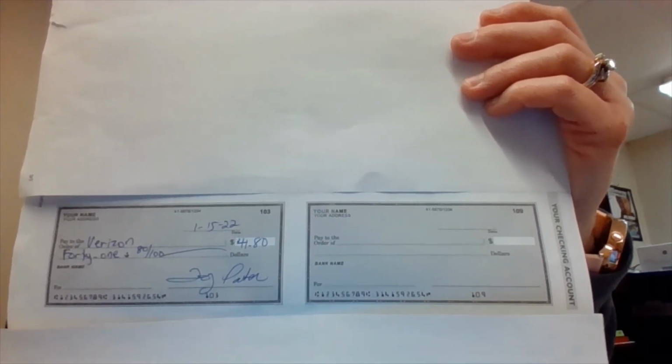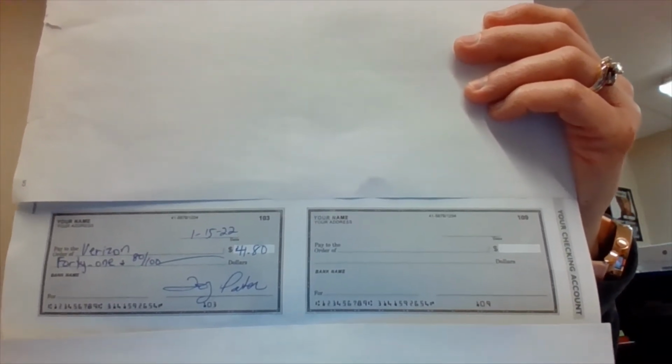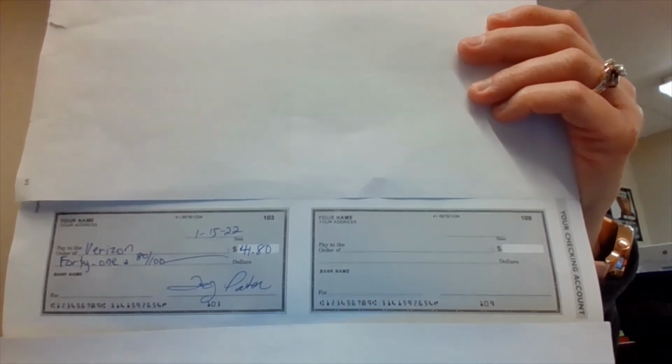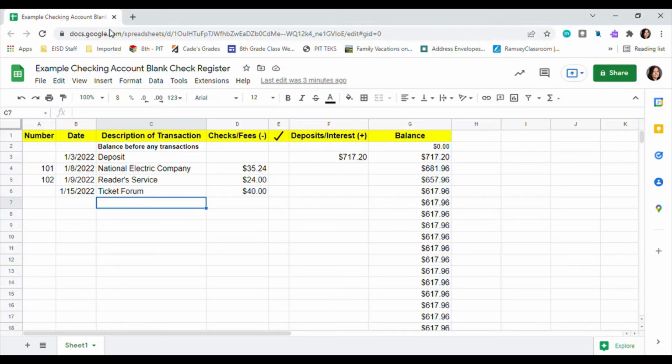And you can look real closely to see how this check is written. Please make sure that you follow the guidelines and look and see how it's done.